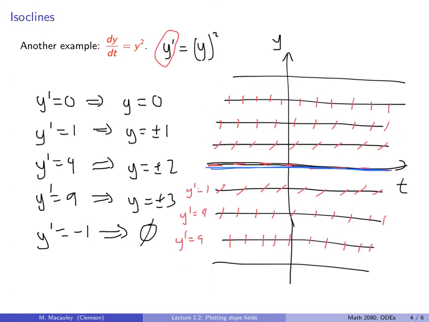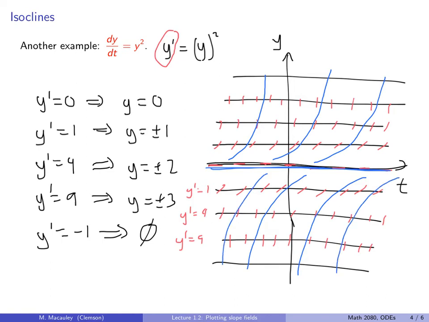The 0 function is a solution, and you can check, indeed, the 0 function satisfies this. The derivative of 0 is 0 squared. Yes, that is correct. And then the other functions, let's pretend that this is like the currents in a river, and then the solutions are going to go like this. So this is the slope field, and I have drawn some example solution curves on here.